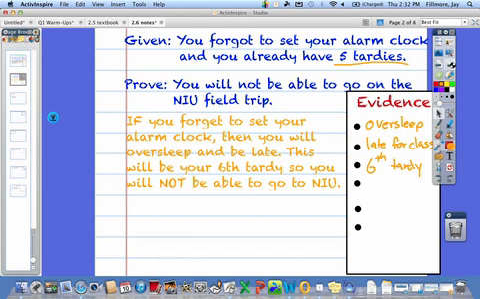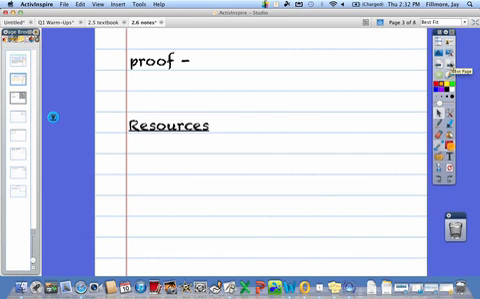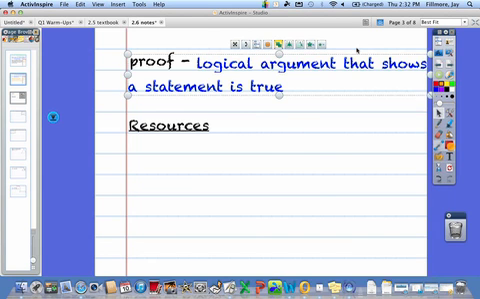Now for the formal geometry stuff. A proof is basically just a logical argument that you've written that shows a statement is true. So we just showed that Roxy's not going to lay eggs on the 4th of July, and we just showed that you will miss your field trip.